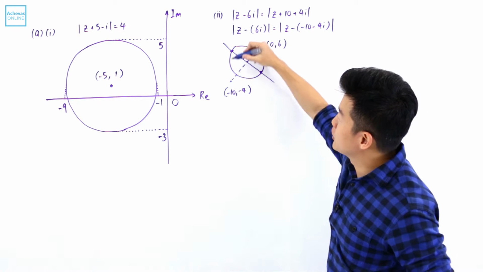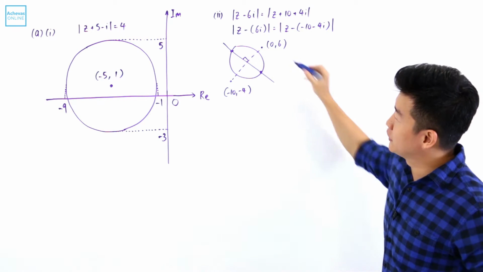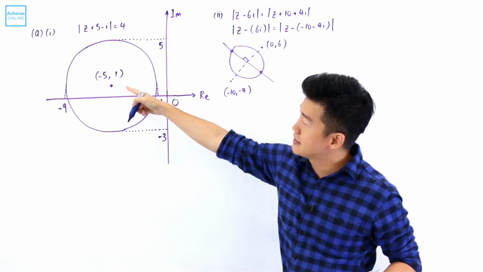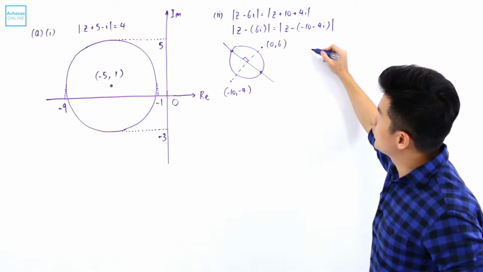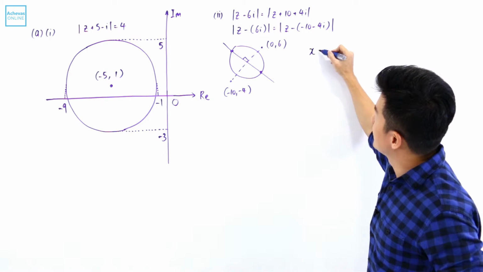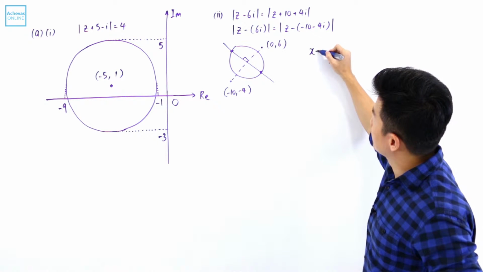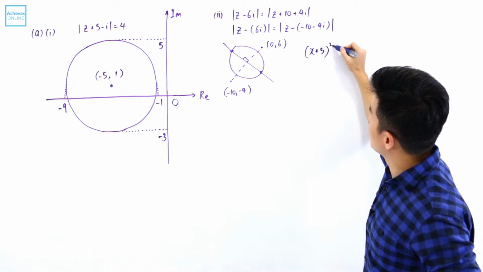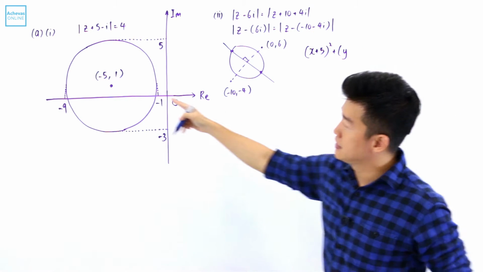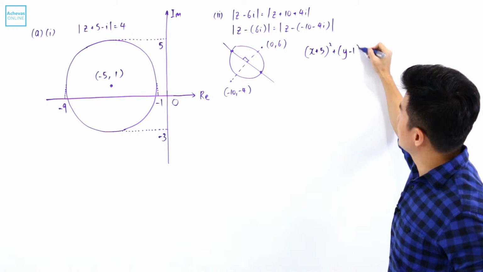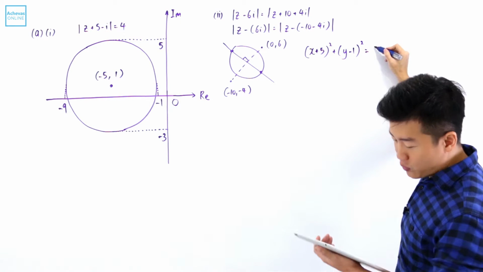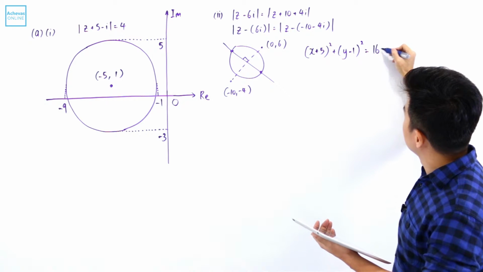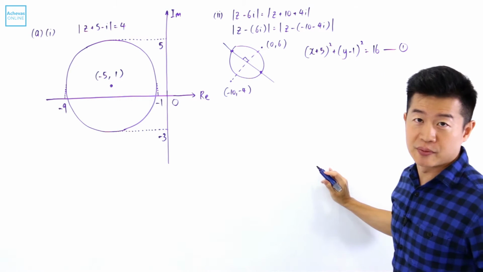First, let's form the Cartesian equation for the circle, where the circle has a center at minus 5, 1 and a radius of 4. So the Cartesian equation of that circle will be x minus the x coordinate of the center, so x plus 5 squared, plus y minus the y coordinate of the center, so y minus 1 squared, is equal to the radius squared. So 4 squared, this is equal to 16. This will be my first equation.